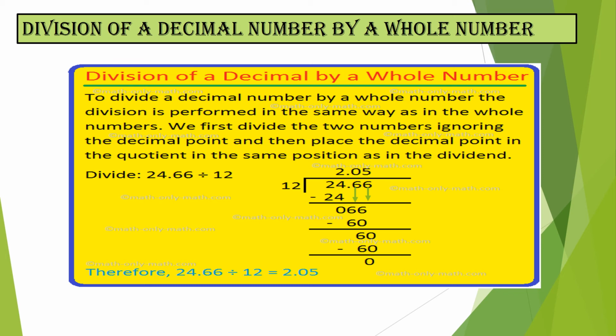You can see here you get the answer as 205, but in the dividend the decimal is after 2 places. So in the answer also you will put the decimal after 2 places.